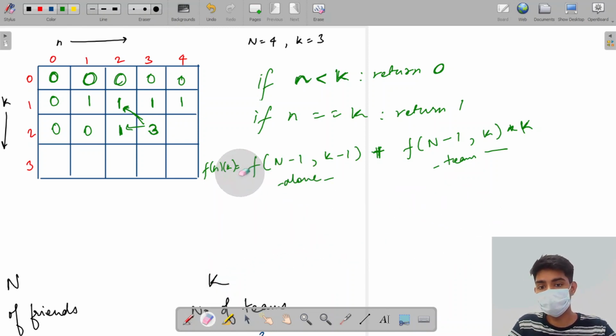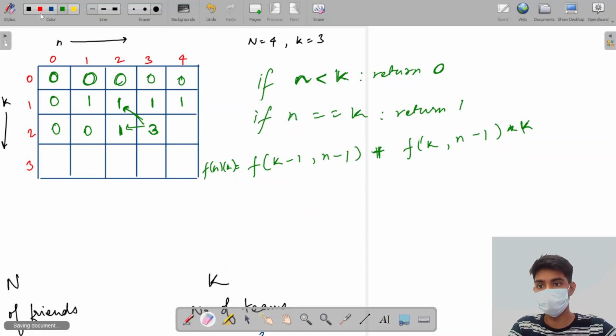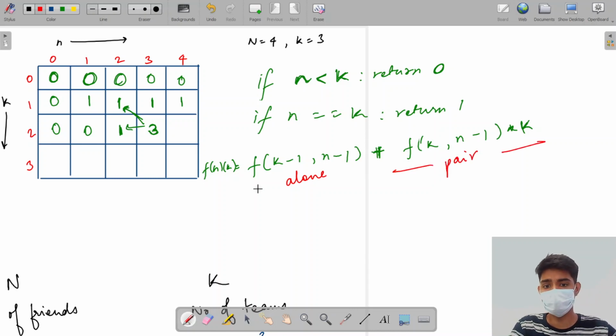Let's write it the correct way. We have reversed it. So here it would be k minus 1 and n minus 1, since we are doing this for k comma n, right? This would be function of k comma n minus 1 and then times k. Okay, so this is for alone, this is for pair. I hope you understand this part.